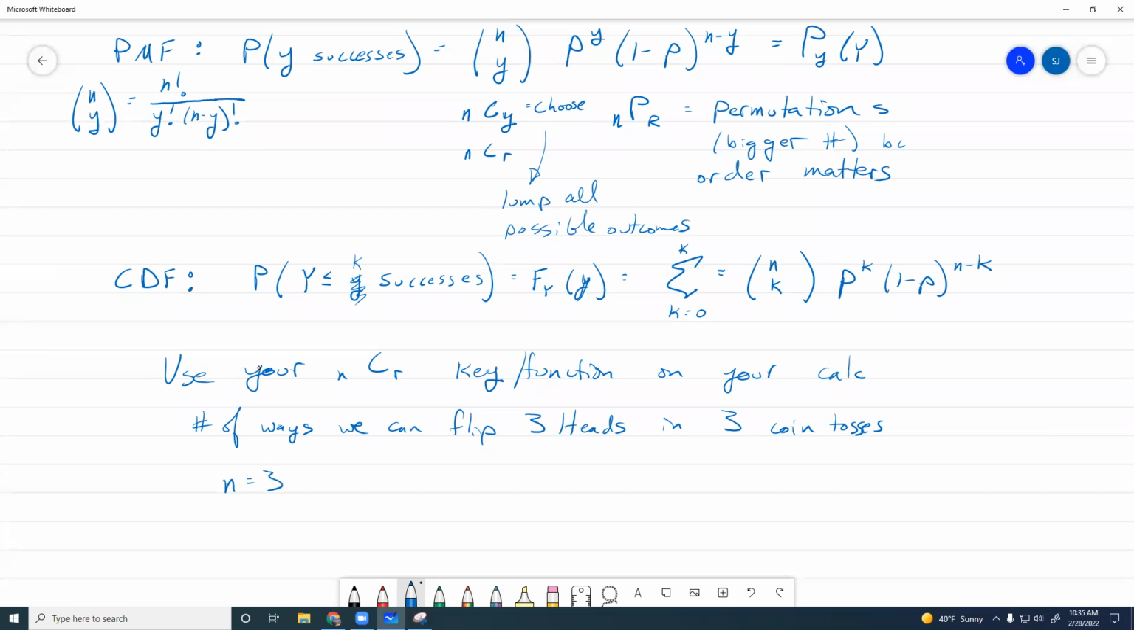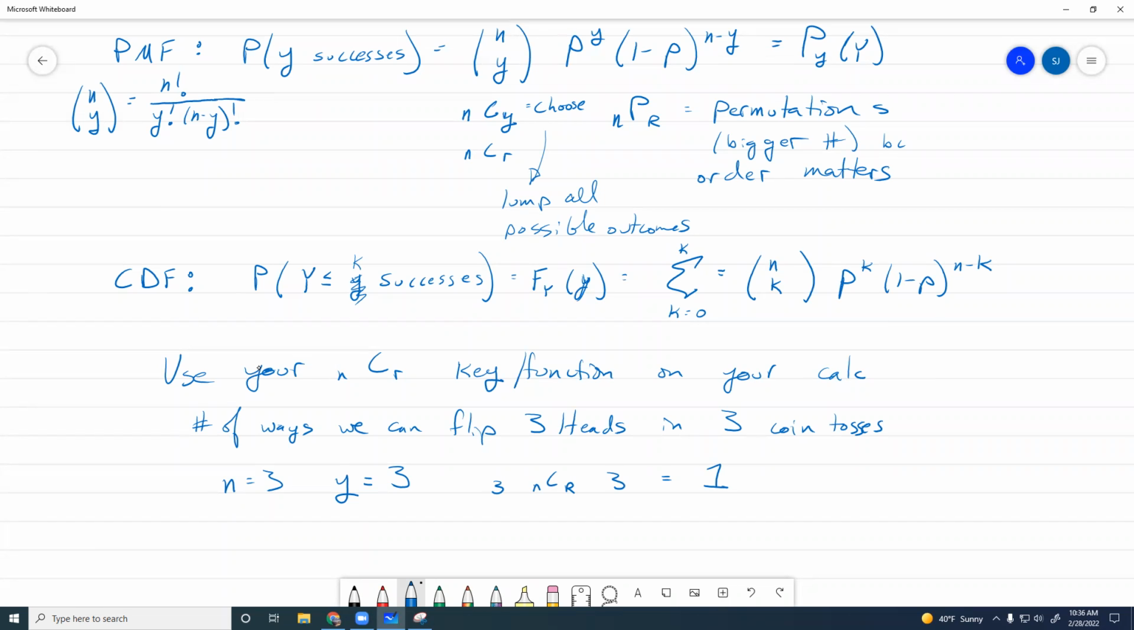So n is equal to 3, and then what is y? 3 coin tosses. How many successes? 3, right? This is a simple one, but we'll start simple. So we're going to do 3 nCr 3. And what do you think that would be? There's only one way to do it. You have to do it out of all the different potential outcomes. There's only one way to do it, right?